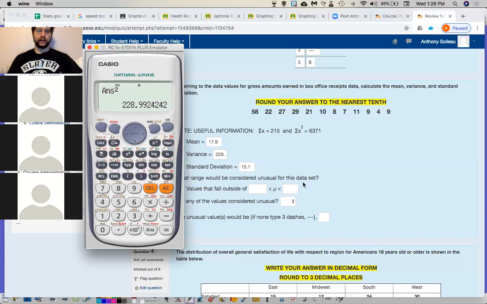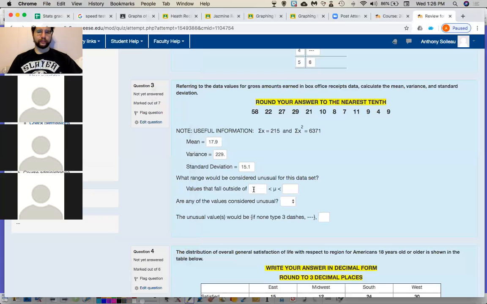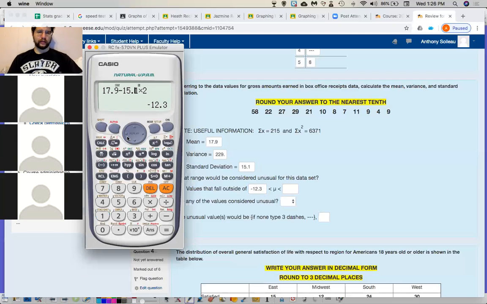So if you recall, unusual values are 2 standard deviations away from your mean. So I'm going to take my mean and subtract 2 standard deviations here and add 2 standard deviations. So let's see, 17.9, I don't know if this will actually calculate in stat mode, I think it will. Minus 2 standard deviations, 15.1 times 2, negative 12.3. And I'm gonna go back with my left arrow key and change that minus to a plus, 48.1.